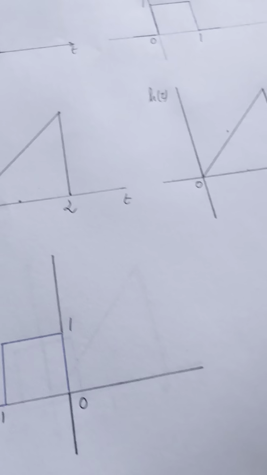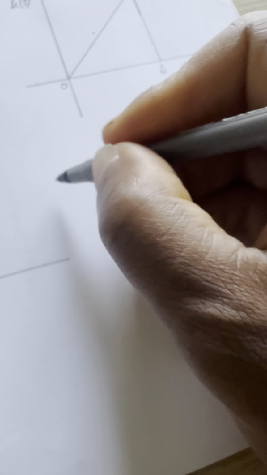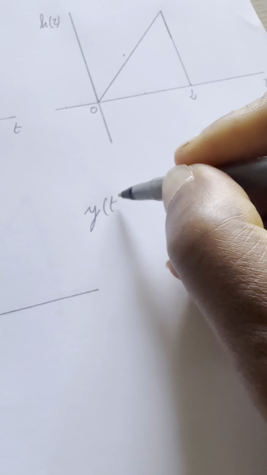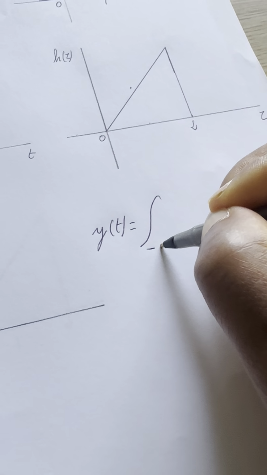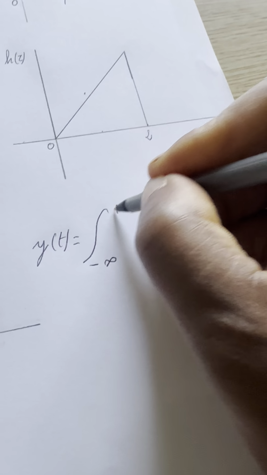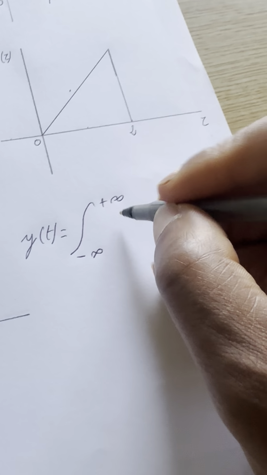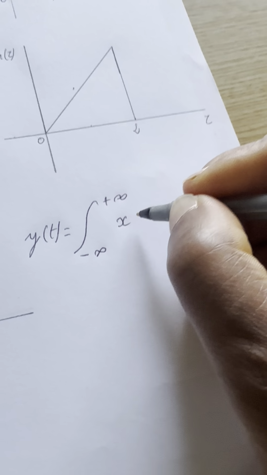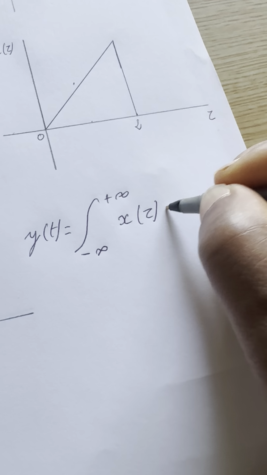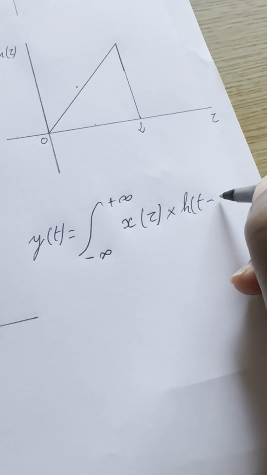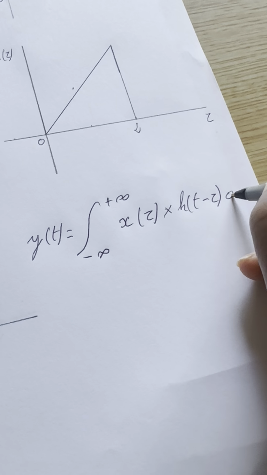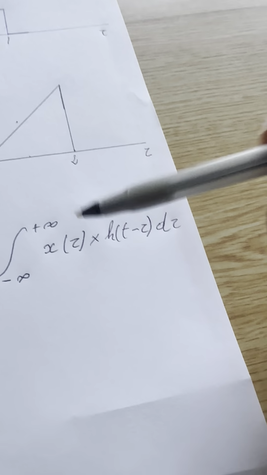So now let's write down the formula for convolution. y(t) equals the integral from minus infinity to plus infinity of x(tau) times h(t minus tau) d tau. Okay, this was in part 1.